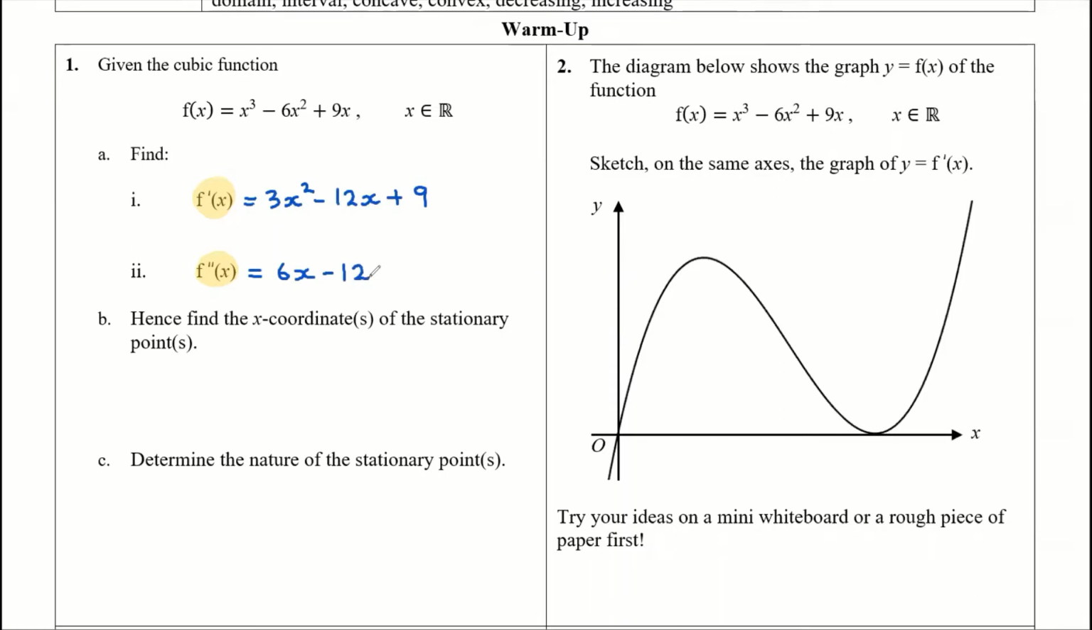Then there's a hence part. Obviously, if it says hence, we need to use what we've already done. It's a really important word in the context of an exam question, particularly. So hence find the x coordinates, perhaps, or coordinate of the stationary point or points. Well, how do we determine stationary points? Well, we simply set dy by dx equal to 0.